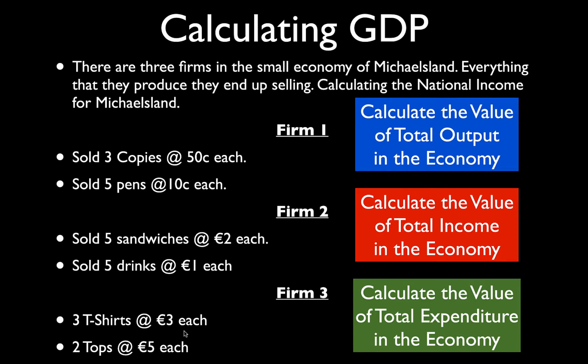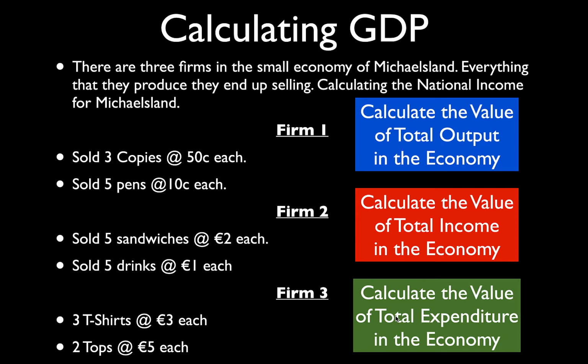And we have 3 t-shirts at €3 each, produced by firm 3. That's €9 of value added to the economy by the production of t-shirts. And then 2 tops, that's jumpers, pullovers, sweaters, at €5 each. So that's another 10. Now, that's the value of total output. If you add up all of those, I believe you get €36. Now, I did say everything that they produce, they end up selling. Calculate national income.